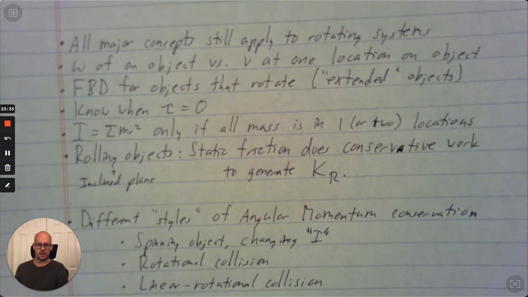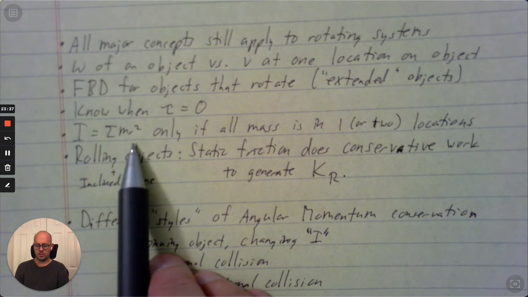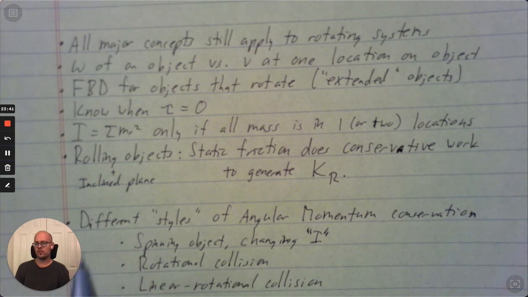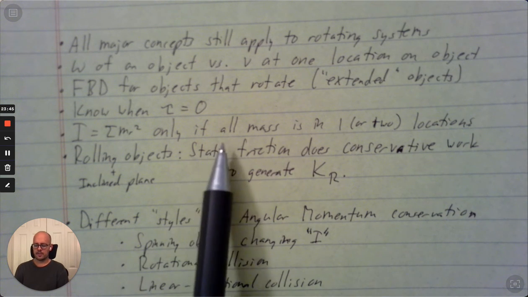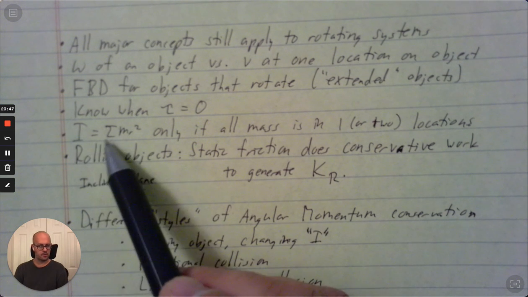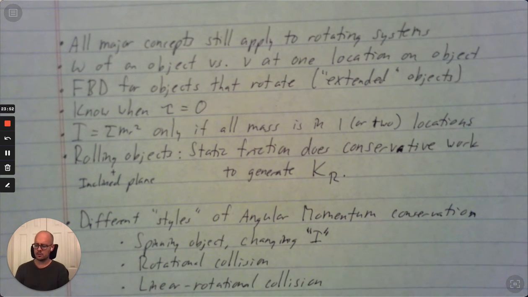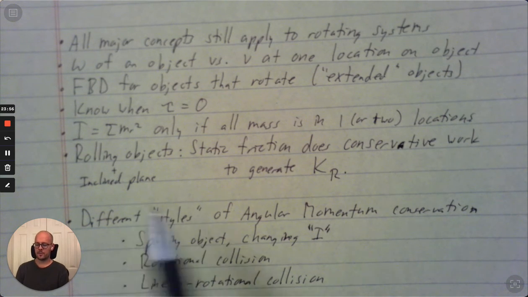For I equals the sum of mr squared, you want to only use that if the mass is distributed in a way where there's one or two or more locations where the mass is. If the mass is evenly distributed, you cannot use this equation. But if all of the mass is concentrated in specific locations, then you can use this equation. And it happens every once in a while.